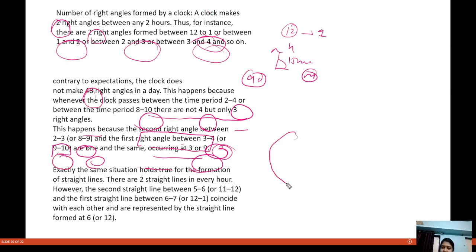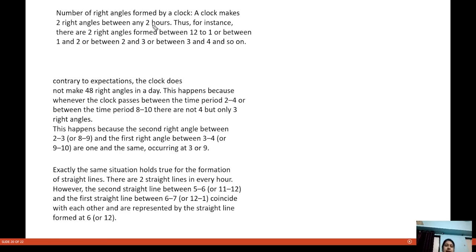So let us consider this. Similarly in the case of right angles, you will find that some of the right angles coincide. Which right angles coincide? Whenever the clock passes between the period from 2 to 4, or between the period from 8 to 10, there are not 4 but only 3 right angles.